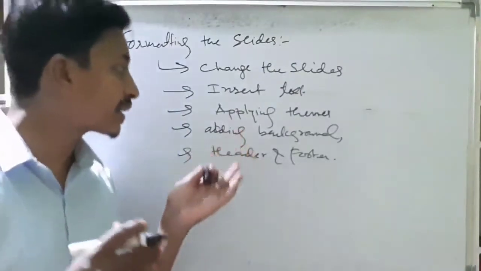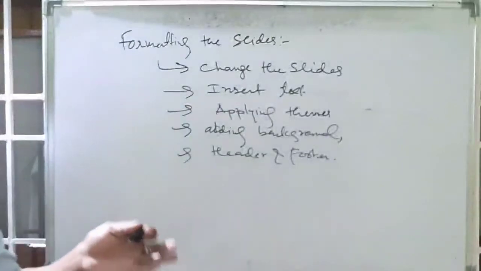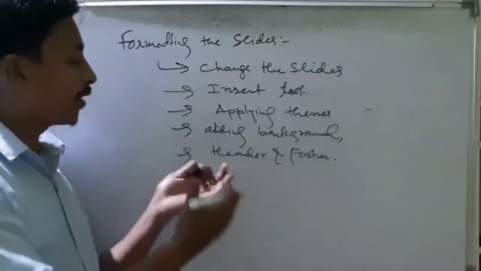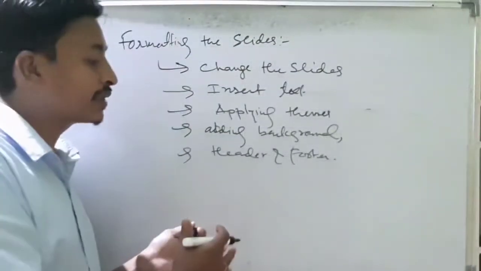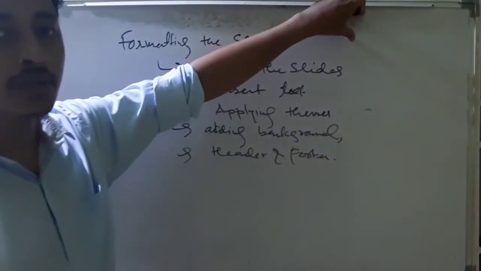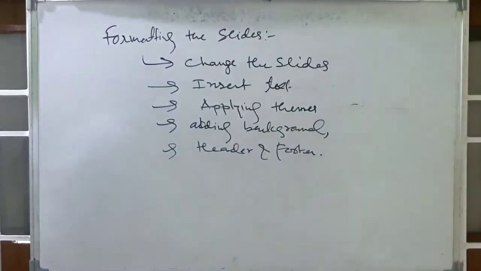Okay, you can change the text, you can change the themes, you can change the background. So background means not only the background color, background picture, anything you can change. And also you can change the header and footer. Header means the upper part, the top of the corner, and footer means the bottom.